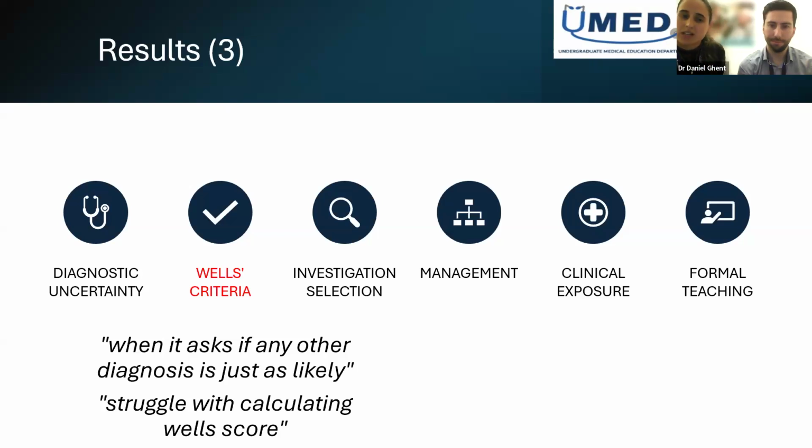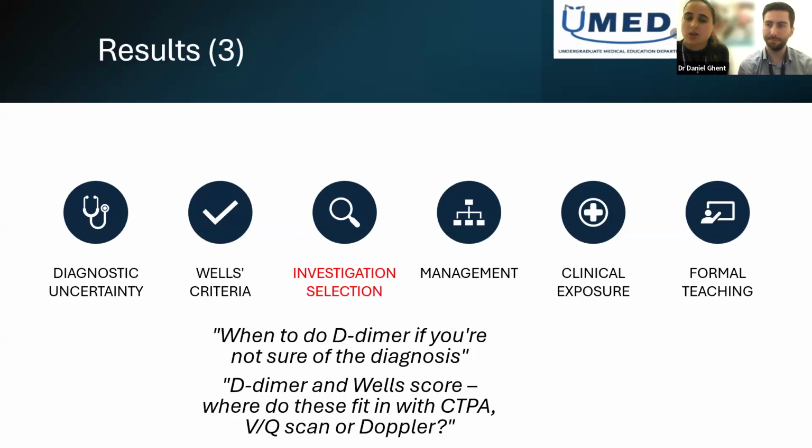Kind of very closely tying in with both of those first two, the next theme was investigation selection. So, as well as the Wells score, there are lots of other investigations that are involved in VTE, be that DVT or PE. People had said they weren't sure when to do the D-dimer, when they weren't sure of the diagnosis. So again, it's this repeated theme of diagnostic uncertainty, but then taking it one step further to then not knowing how to use the investigations that they know are related to this topic in the appropriate way. So again, wanting to iron that out in our teaching session.